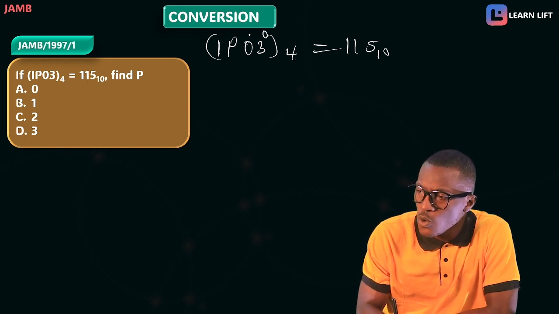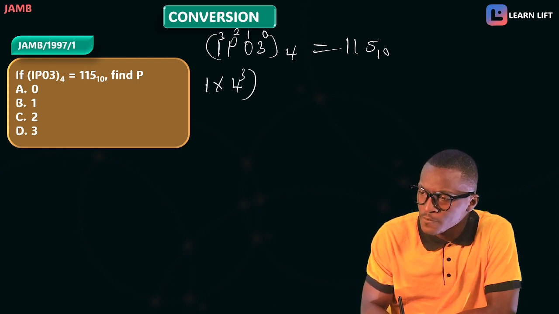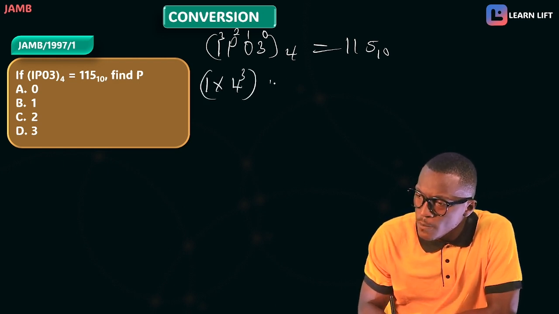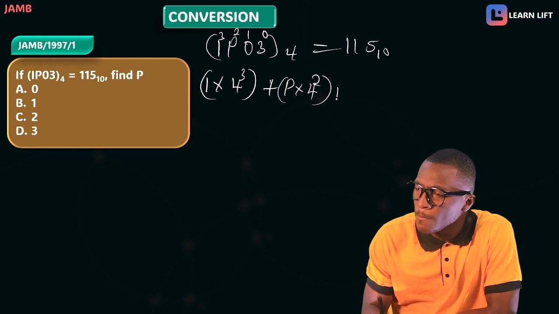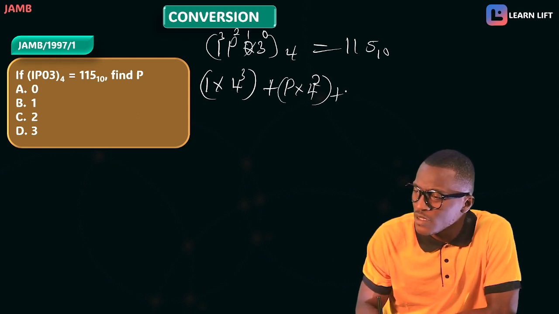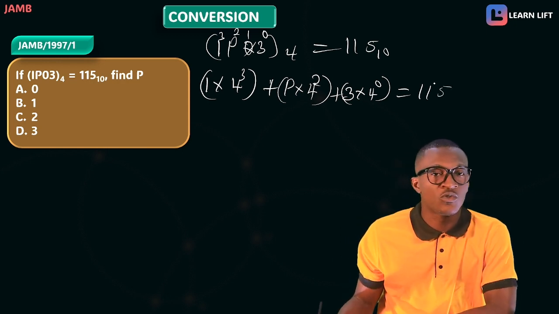This will be 0, 1, 2, 3. That will be 1 times 4 raised to power 3 plus your p times 4 raised to power 2, plus, I'll just end it at 0 now. 0 will give me nothing. That's 3 times 4 raised to power 0, is equal to what? 115. 115 is already base 10, so no need to convert that.